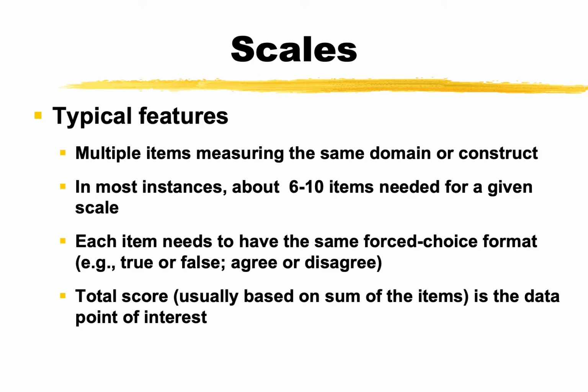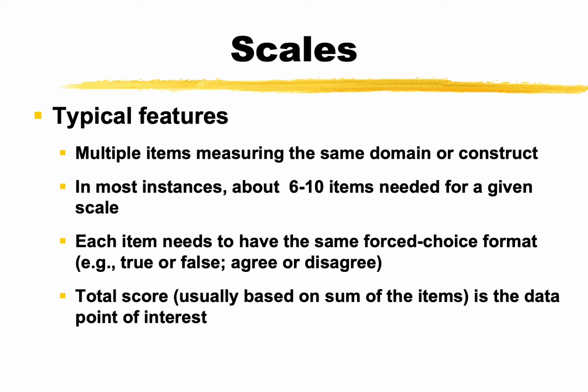As mentioned earlier, measuring a domain with a scale needs to be done with reliability and validity. A good scale will have multiple items measuring this same domain or construct. For most scales, this means somewhere in the range of 6 to 10 items. It can be tough to measure something reliably and with validity with less than 6 items, and sometimes one will need several more items than 10 to do a good job in measuring the domain of interest.